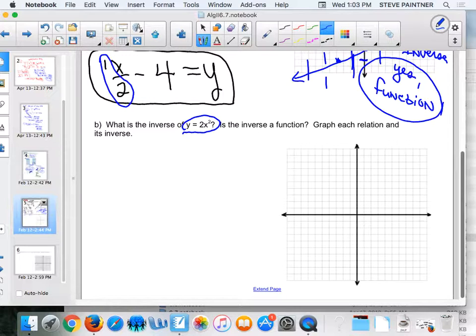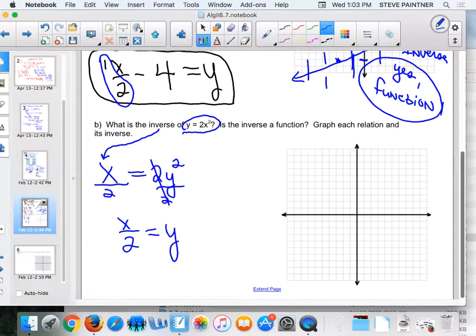Well, let's go find the inverse. To find the inverse, you have to switch what? X and Y. Y becomes X, X becomes Y. That's your first step. Divide by 2 is your second step. X over 2 equals, cross out the 2's, y squared equals.